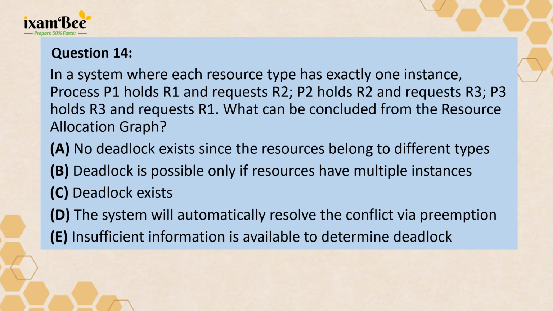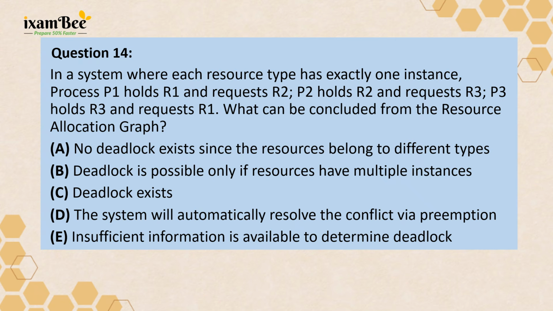Let's trace the resource allocation graph as a chain. P1 is waiting for R2, which P2 holds. P2 is waiting for R3, which P3 holds. And P3 is waiting for R1, which P1 holds. Following that chain, P1 to R2 to P2, P2 to R3 to P3, P3 to R1 back to P1, we arrive right back where we started.